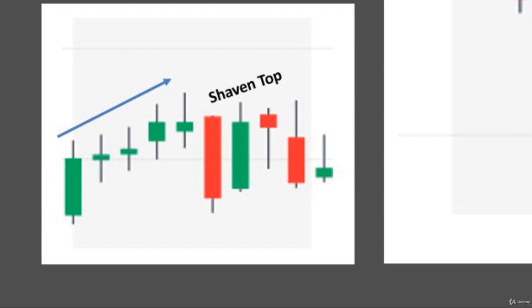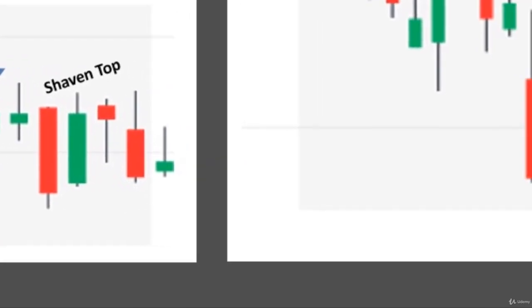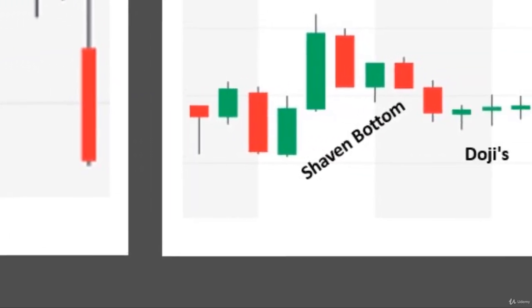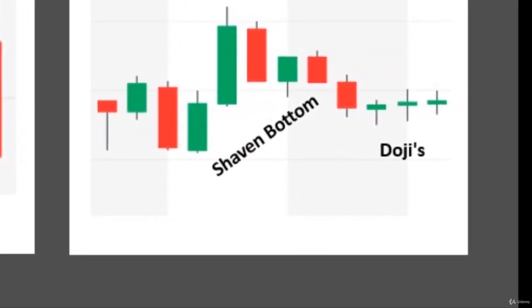Again, universally applicable. On the far right, same thing. You have a shaven bottom. It's just the bottom is missing the wick. And then you have these very narrow bodies of the candle, which are called dojis. Again, we're going to learn all about this stuff in the course. The key takeaway is it's very, very applicable no matter what you're looking to do.